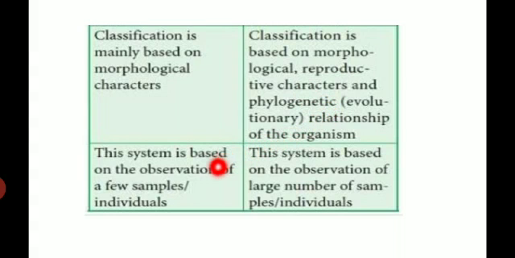In classical taxonomy, this system is based on the observation of a few sample individuals. In modern taxonomy, this system is based on the observation of a large number of samples and individuals.